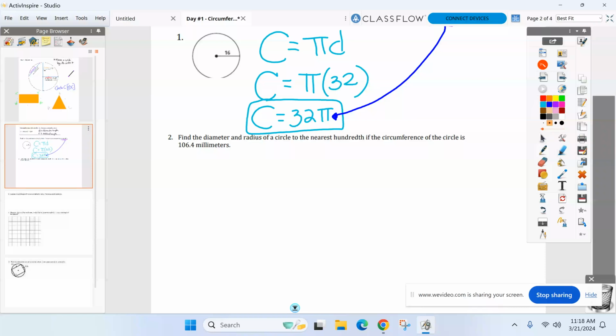Now I want the diameter and radius of this circle if you know the circumference already. All right, so we know the circumference, 106.4. I want to find the diameter or radius. Again, I'm going to use pi d for our notes.